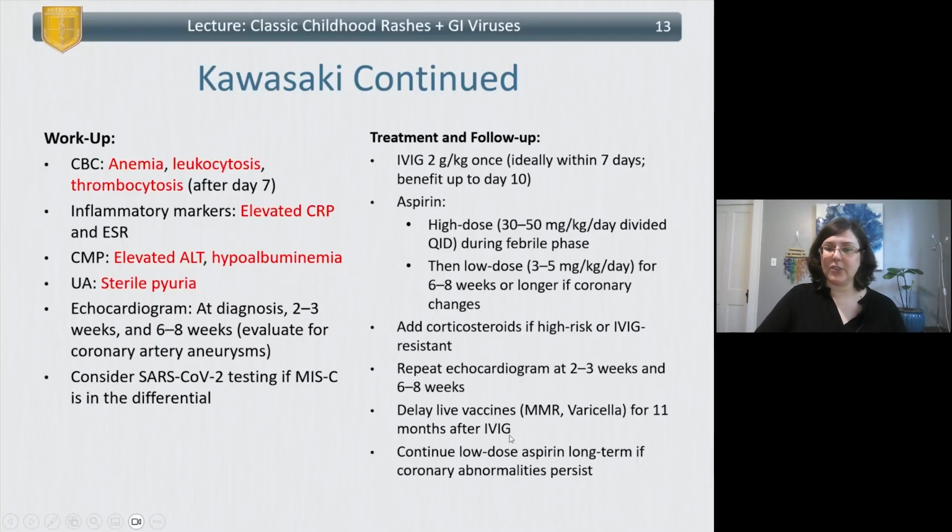Another really classic trip-up is that you want to delay live vaccines for 11 months after getting this dose of IVIG. The reason for that is not because it's dangerous to the child, but because they are not going to respond very well to these vaccinations, because all of that antibody that you gave them is going to just soak up these live vaccines, and it's not going to be immunogenic. So you need to wait at least 11 months after treating for Kawasaki with IVIG before giving live vaccinations. And then you'll continue low-dose aspirin if coronary abnormalities persist.